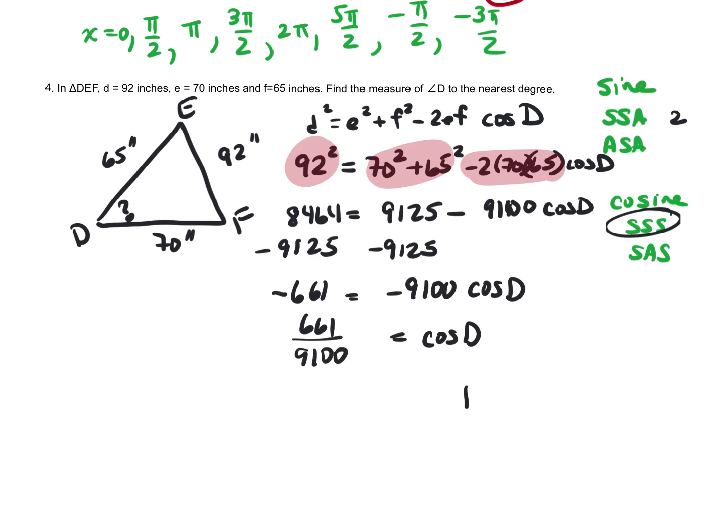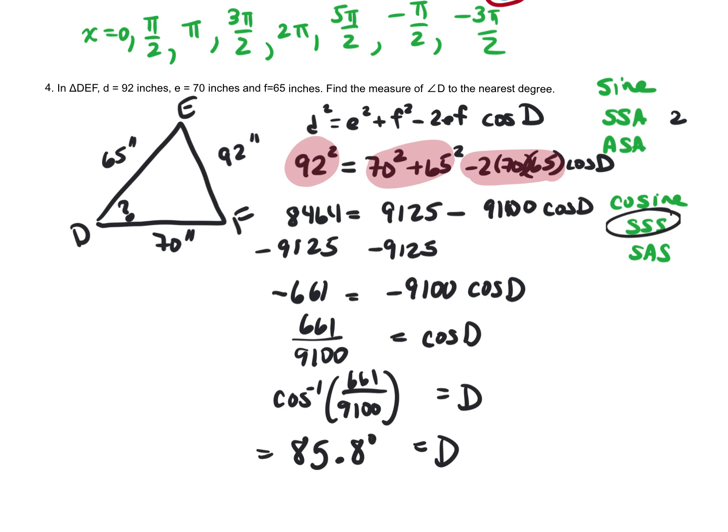So now I just have to get rid of the cosine, so I'll take the inverse. So inverse cosine of 661 over 9100. If you believe my calculator, which is set in degrees, I got 85.8. It wants it to the nearest degree, so it would be 86 degrees. So this is a classic side-side-side problem where you're given all the sides, you plug into the law of cosines, you do a little algebra, and you find your angle.